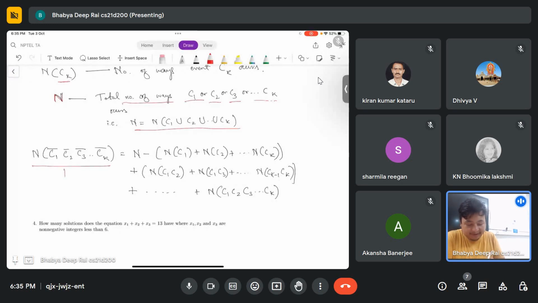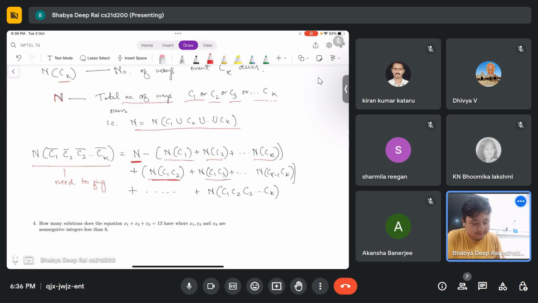This is what we need to find. C1 does not occur, C2 does not occur, and so on. And n minus all the single sets, all the single events, n of C1 plus n of C2 and so on, plus... we can already see the connection with the normal simple inclusion exclusion principle, right?